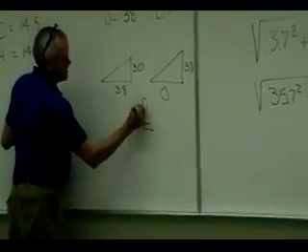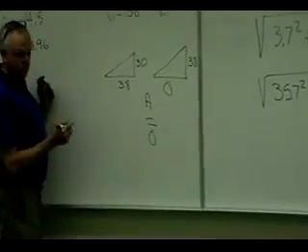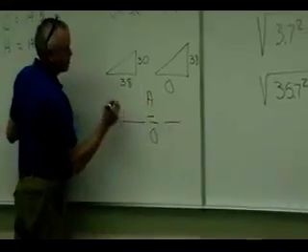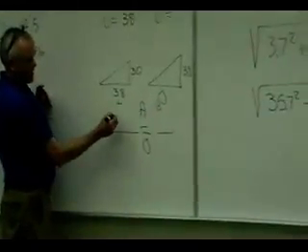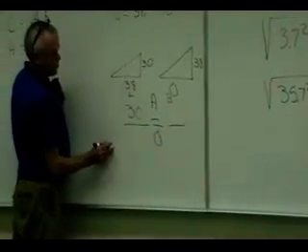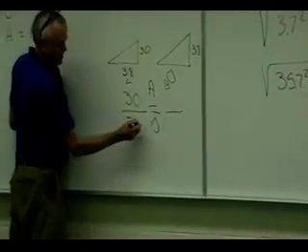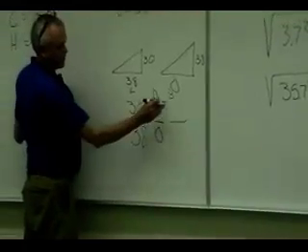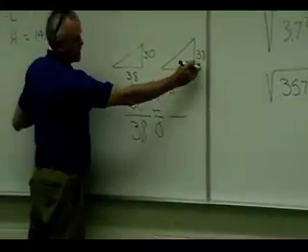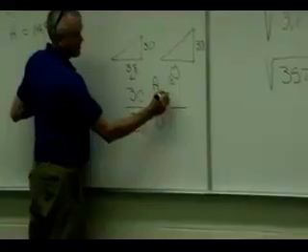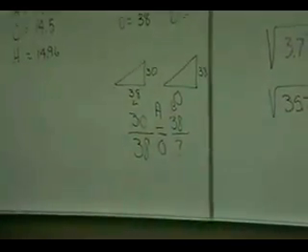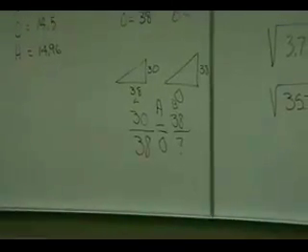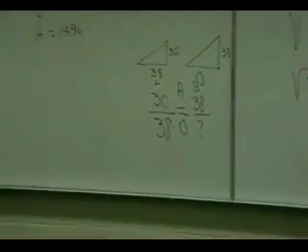Good. A over O, right? So we've got the A on the top, the O on the bottom. This is the little triangle, this is the big triangle. The A of the little triangle is 30. The O of the little triangle is 38. For the big triangle, what do we have? 38. We have the 38. So how would you figure out that number? Cross multiply and divide. What do you get?